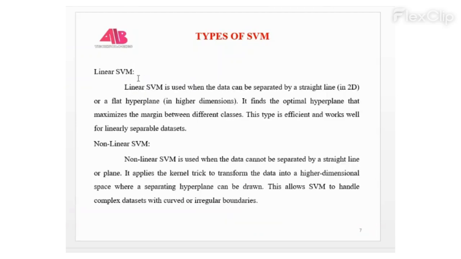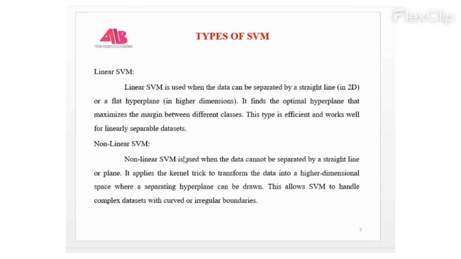So then we are going to see linear support vector machine and non-linear support vector machine. The linear support vector machine is used when you can separate your data using a straight line. It tries to draw the best straight line and clearly divide the groups with the widest gap. In simple terms, it is faster and works very well for data that are nicely separated.